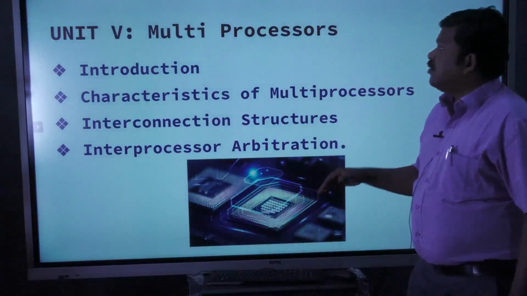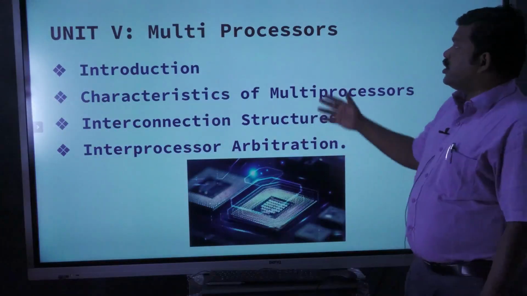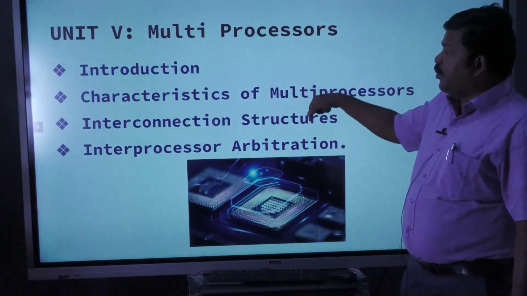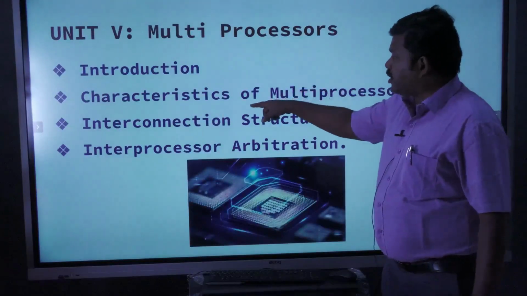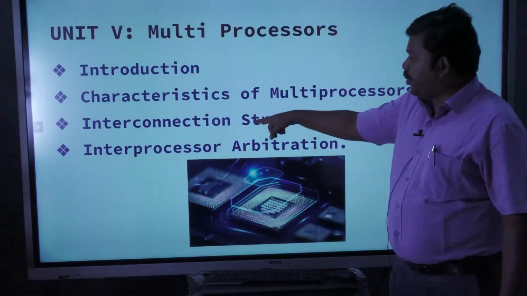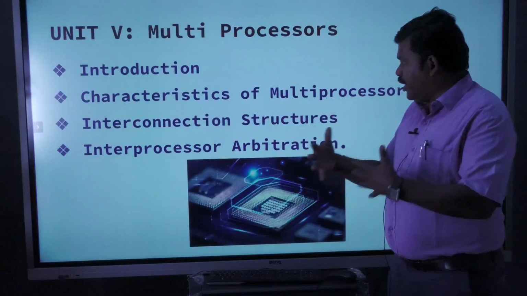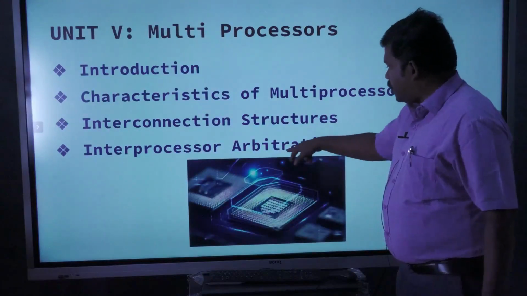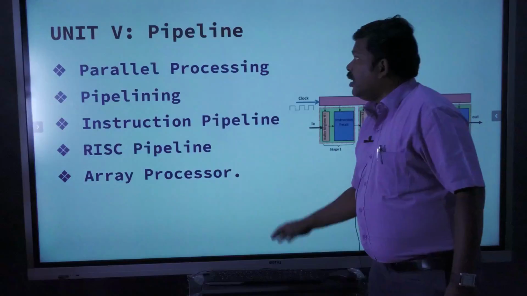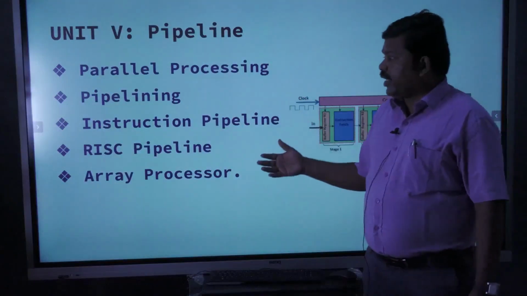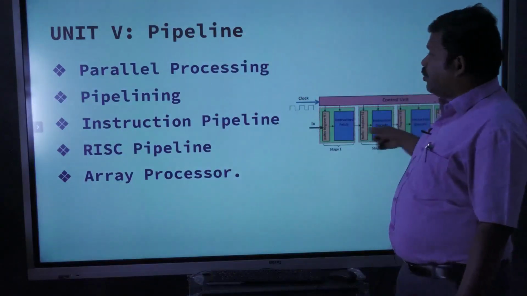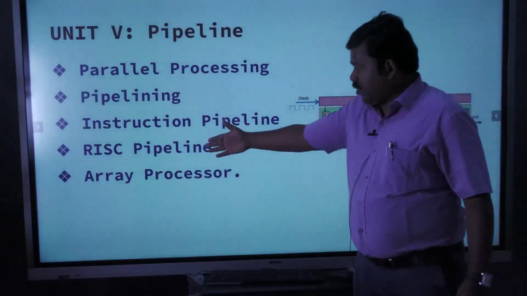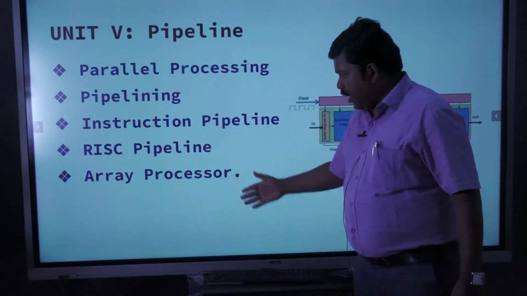In the fifth unit, we are going beyond computer organization. That means instead of a single processor, how multiple processors are used in a computer system. If you use multiple processors, what are the characteristics of multiple processors? How will the interconnection between two or more processors happen? We are going to study inter-processor arbitration also. The second part covers how the pipelining architecture is used. Through pipelines, how the processors are connected, how the instructions are executed in a pipeline, and we are going to see about the RISC pipeline and array processor.